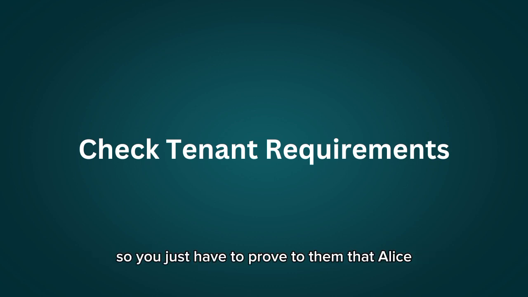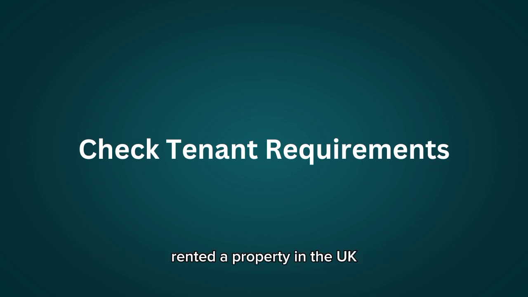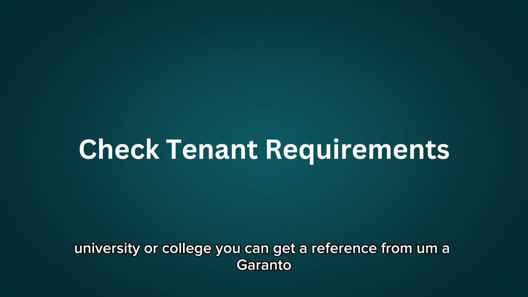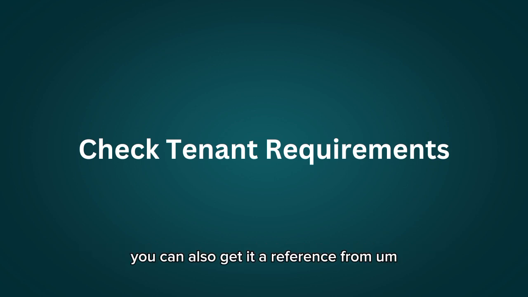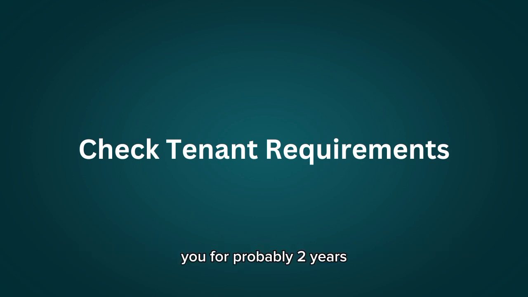If you're new to the UK from Africa or Asia or any country, and you've never rented a property in the UK before, you can get a reference from your university or college. You can get a reference from a guarantor. You can also get a reference from someone you're living with. And if you don't have any reference, you can get a character reference from someone who has known you for probably 2 years, and the person can give you a character reference for you to rent.